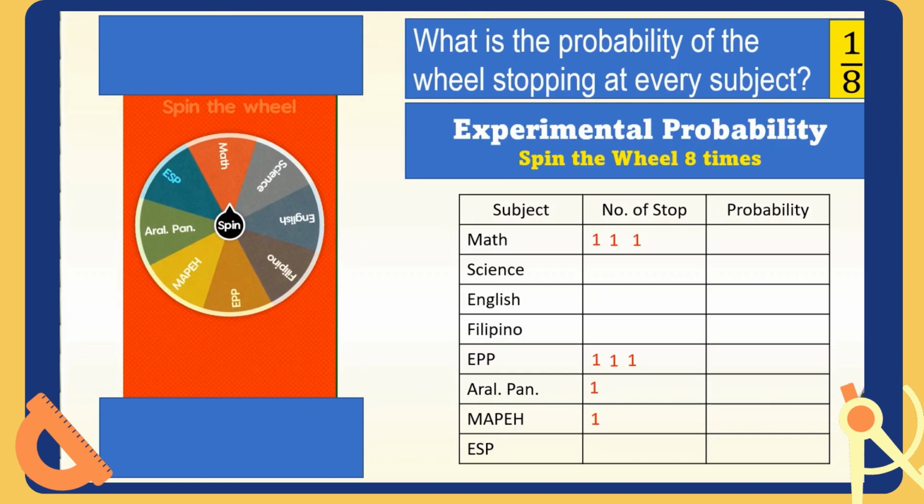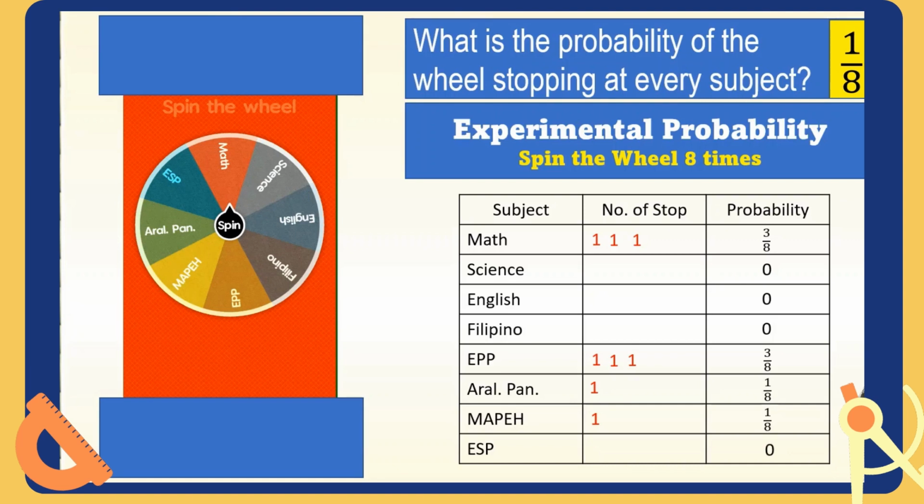So, ano ang probability ng math dun sa 8 times or 8 trials na ginawa natin? So, meron siyang 3/8. So, nakita nyo, 3 beses na lumabas ang math. So, yun po yung actual na experimental probability na ginawa natin. Sa science, wala. Sa English, wala din. Sa Filipino, wala din. And then sa EPP, meron siyang 3/8 din. Araling Panlipunan is 1/8. Then MAPE is 1/8. And then ESP ay 0.